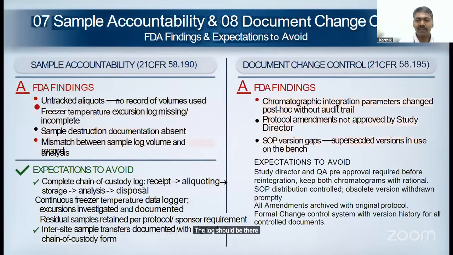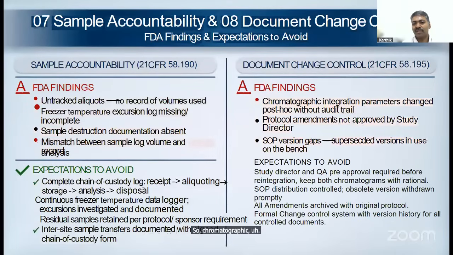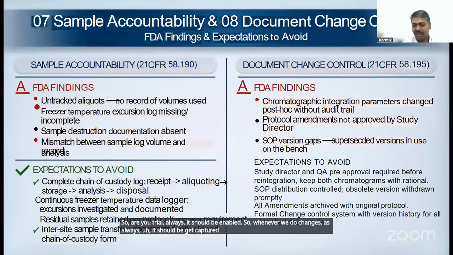When we track or reconstruct, the entire history should be reconstructable, in such a way that at each and every place the logbooks are provided. And document change control. Chromatographic integration parameters were changed without an audit trail. So the audit trail should always be enabled, so whenever we make changes, they get captured. Both the reintegrated and original chromatograms should be there, and the reason should be provided properly.